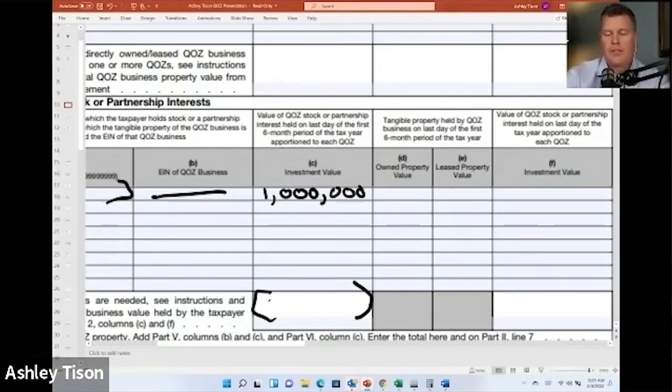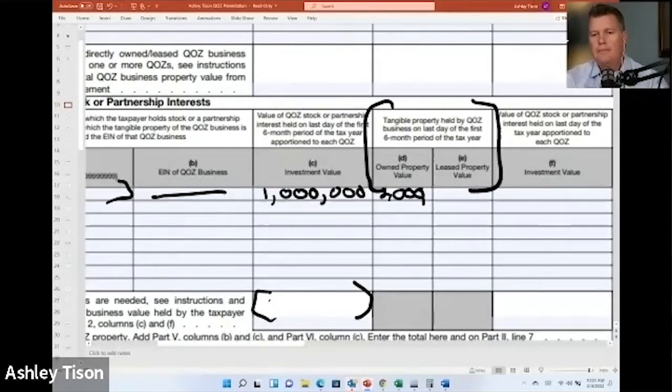So then once again, similarly to the directly owned property we talked about in the previous section, you're going to indicate the owned property value and the leased property value for the QOZP as a whole, right? So this is not the amount that you put in individually. This is what it has as a whole for that particular census tract. So if you put in $1 million and your buddy puts in $1 million, and you go out and buy a $2 million piece of property, then you're going to put that $2 million right there in the owned property value.